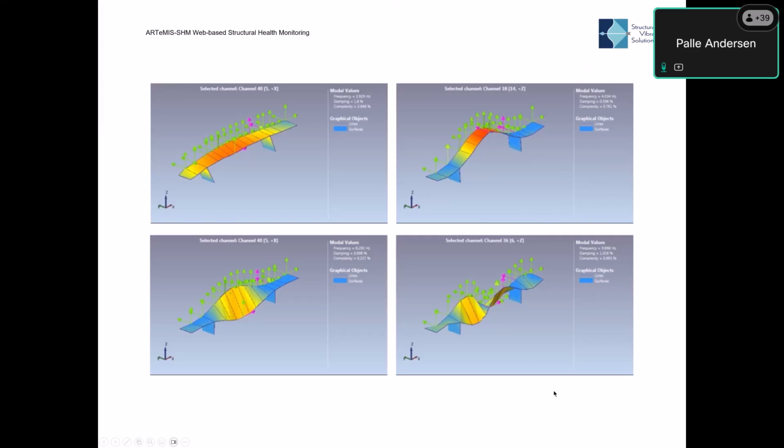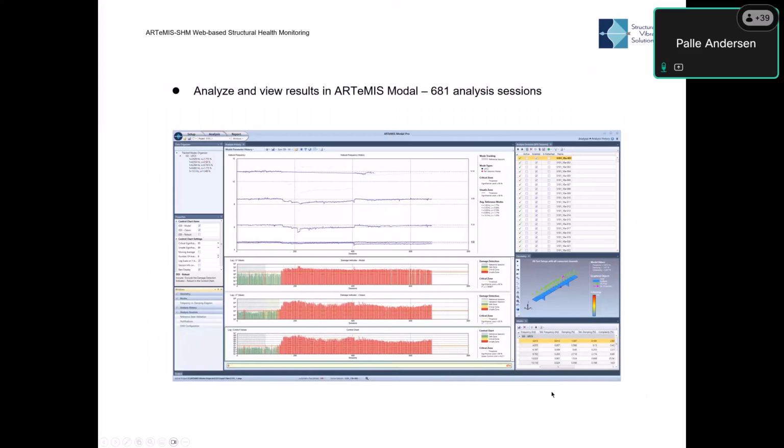And then you can see here now, these are the results that we got from analyzing the 681 measurement files, or sessions as we call them. And you can actually see here, this is the reference range. Suddenly you get this jump here in the frequencies, as you can see. And it matches very well with what you get from the different damage detection tools that we applied at the same time. This is how it's looking in ARTeMIS Modal.